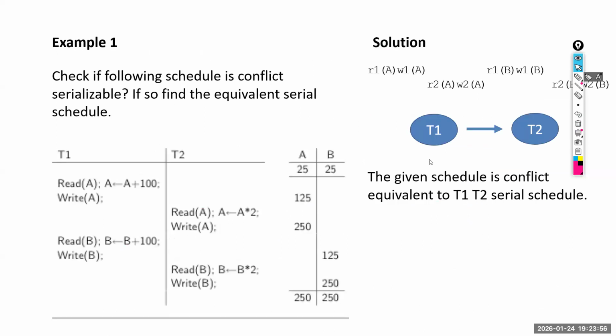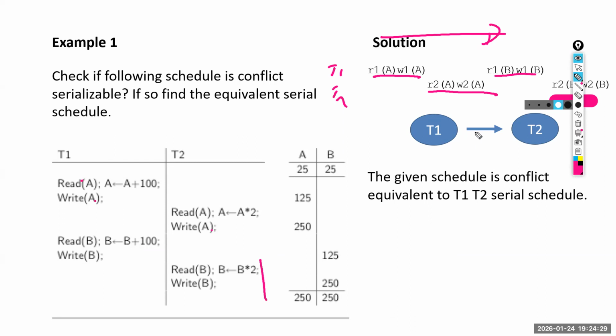Anyway, we have done these things. I'm just doing a quick revision. I think we took about 2-3 sessions to do this. So this is a schedule. This is transaction 1, transaction 2. Read A, write A. Read A, write A. Time goes like this. Then read B, write B. Then read B, write B.